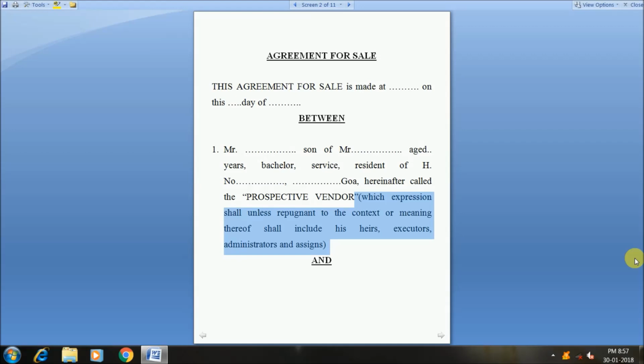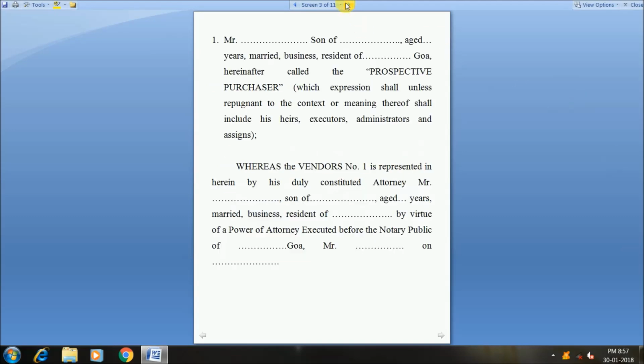That is, this phrase provides that the prospective vendor shall also include his heirs and executors and administrators and assigns if in the event the prospective vendor is personally not present, or if he expires, or if he transfers his right or interest to any third person. Now the same applies to the prospective purchaser also. This clause can be individually placed, or otherwise a specific clause can also be placed which will apply to all the parties in an agreement, and that is generally convenient if there are many parties in an agreement.